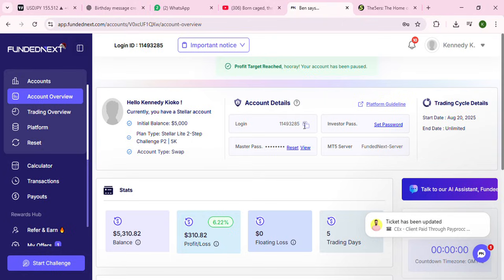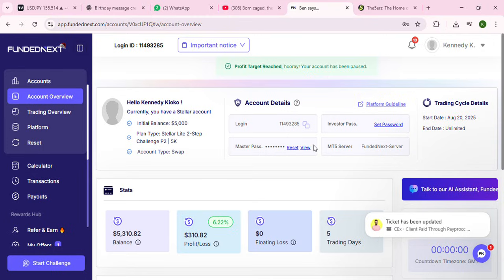Now these are your logins. Here you have your name. Currently you have a Stellar account, initial balance 5,000, plan 2 Stellar. Phase 2, the phase you are in is phase 2, account type swap. So if you have running trades overnight, you get charged and so on. The login ID is the account number, and the password.